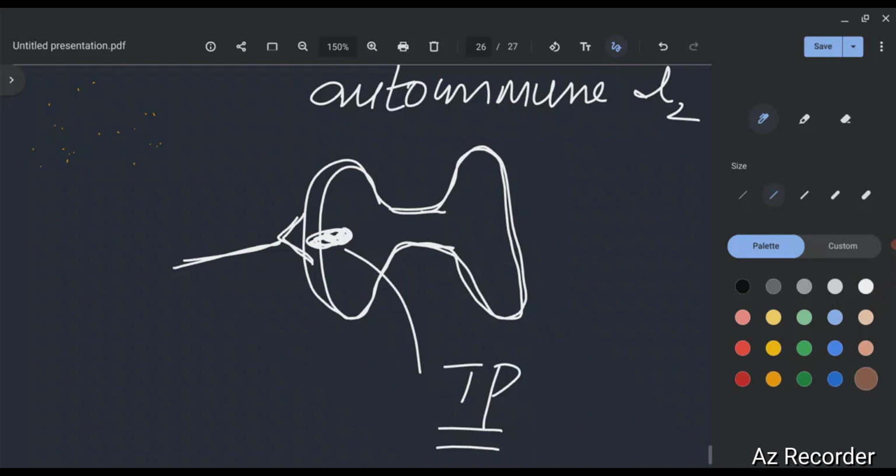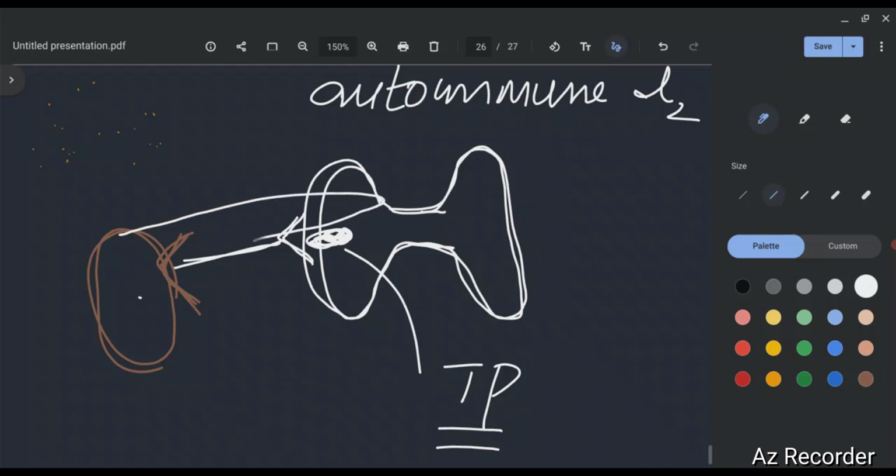And then your leukocyte binds to this antibody, binding its Fc receptor with the Fc portion of the antibody, and then your neutrophil or macrophage tries to engulf all of this and destroy it.